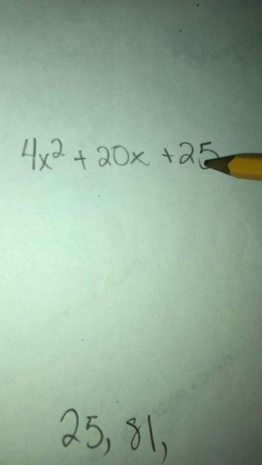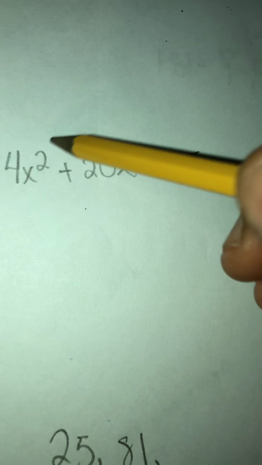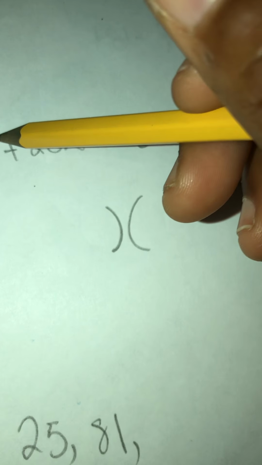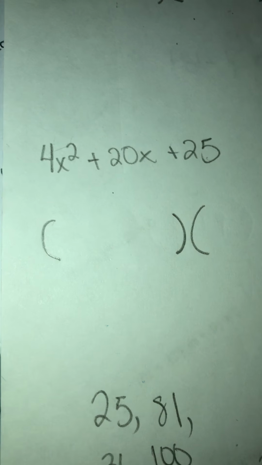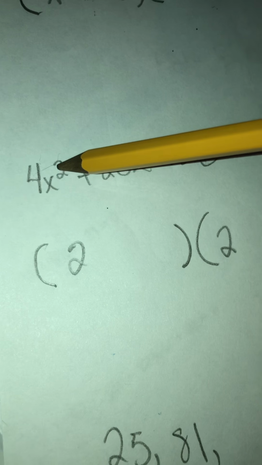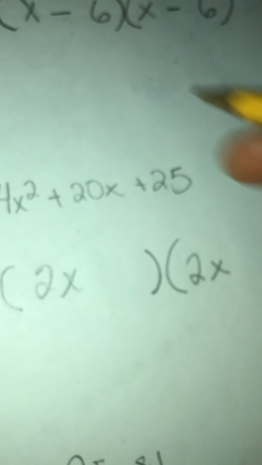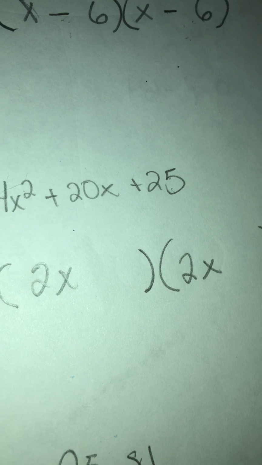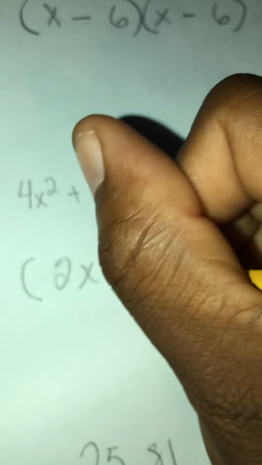So now, sometimes there's a number here that's not 1, but it's the same concept. So here I have the 4. The square root of 4 is 2, so I put a 2 here and a 2 here. Here is the square root of x to the second power, which is x and x. And then here, the second one, the square root of 25 is 5. So 5 is my second term. And then because the middle number is positive, I put a plus here.